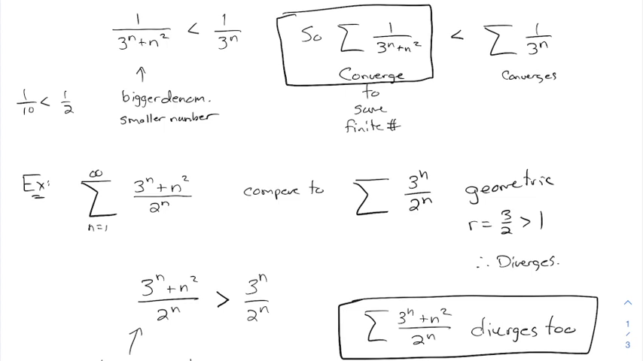So we know this one adds up to infinity. This one over here has bigger numbers. Does that mean it diverges to something bigger than infinity? No. It means it diverges to infinity, but it does it a little faster than the other one.